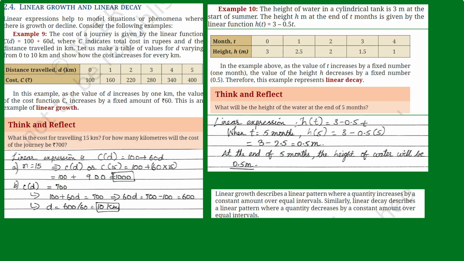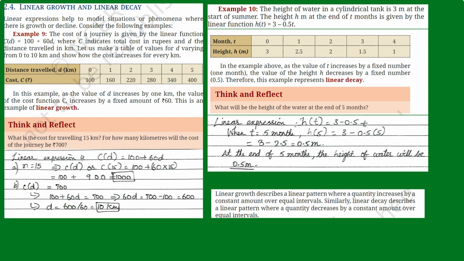Now, what will be the cost for traveling 15 kilometers? For how many kilometers will the cost of the journey be 700 rupees? The first question is, for 15 kilometers, what will be the cost? We know the linear relationship, the cost function C in terms of D, is equal to 100 plus 60D. Here they have given D the value to be 15. So just replace the values, get the value after substitution, and that will be the cost, that is 1000 rupees, as you can see from the worked out example, will be the cost for traveling 15 kilometers.